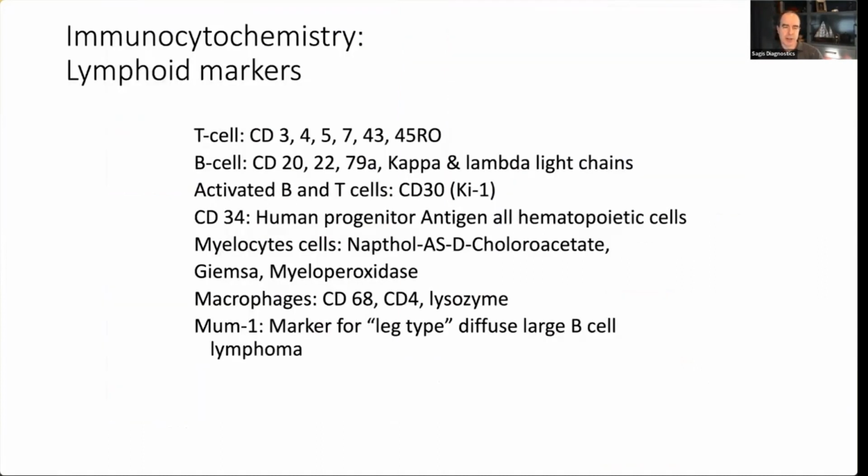Lymphoid markers: you've got T cell markers, CD3, 4, 5, 7, 43, 45 RO, B cells, CD20. CD34 can be seen in blasts. For myeloid cells, we can stain for myeloperoxidase, which is an immunostain. Macrophages are CD68 positive, and I wanted to specifically mention this one because this one might be on your board. MUM1 is a marker for the leg type diffuse large B-cell lymphoma.